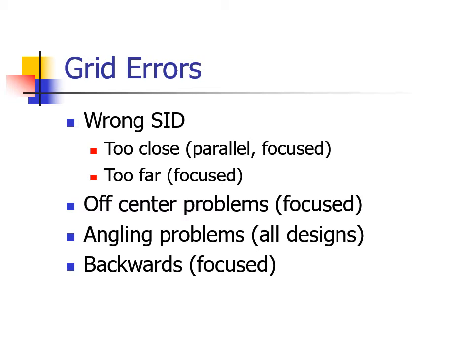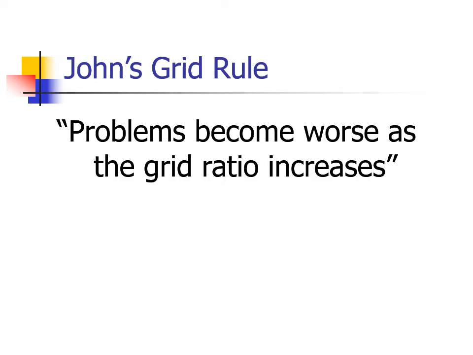Finally, focused grids have a tube side. This means that the grid can be mounted or used with the wrong side facing the X-ray tube. If this happens, an extreme amount of grid cutoff will be present on the image. As grid ratio increases, all problems, wrong source to image distance, off-center, angling, and backwards orientation, become more severe. Therefore, I recommend low ratio or no grid for portables or out-of-bucky views.